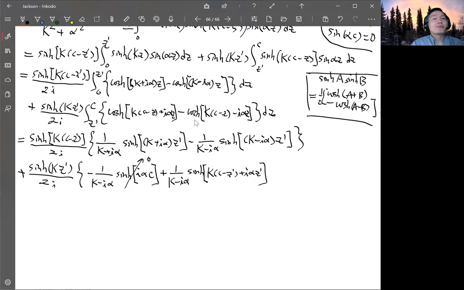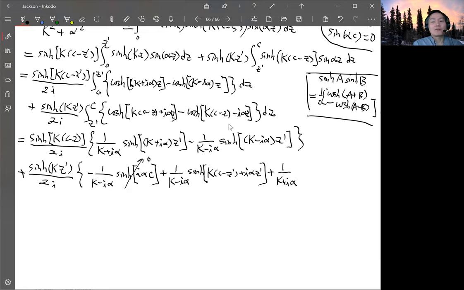Now it's in the minus sign, the factor in front of z is minus k minus i alpha. So you need to divide by that. Then you have an extra minus sign, so it becomes plus 1 over k plus i alpha. And now look at the upper limit first. Upper limit is c, so get rid of that. That becomes sinh of i alpha c.